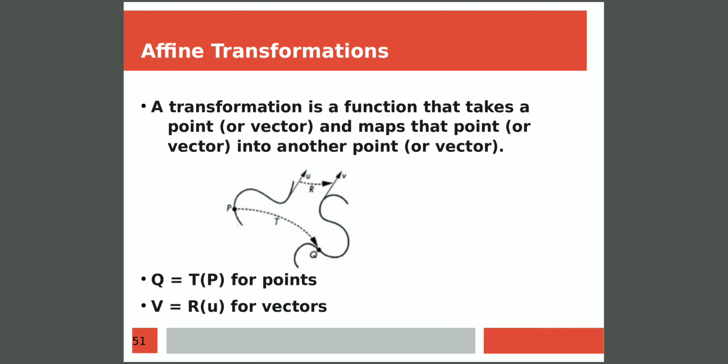Q equal to T of P. That means when we apply a transformation on P, we are going to get a new point Q. This is nothing but transformation operation on points.